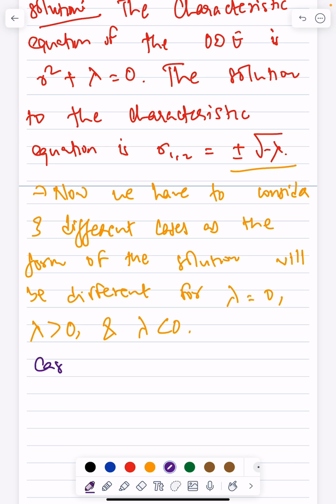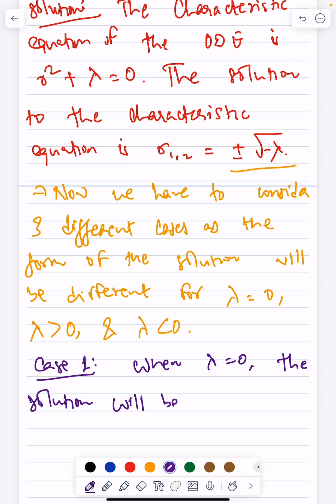Case 1, when lambda equals 0, the solution will be y of x equals a plus b x. Now if you do not know how to write this solution at this point, then I recommend going back and watching the videos on how to find the solution to a homogeneous second order ODE.